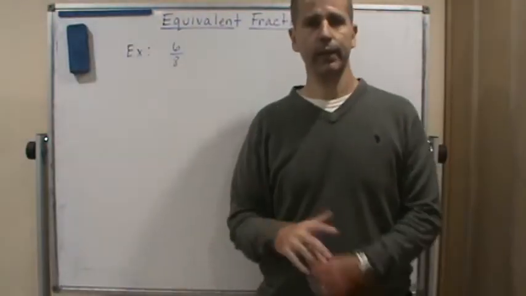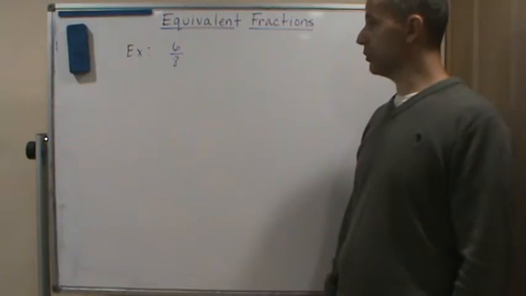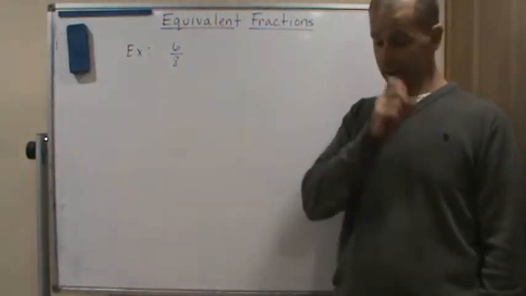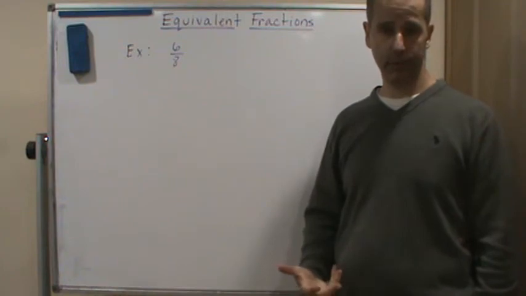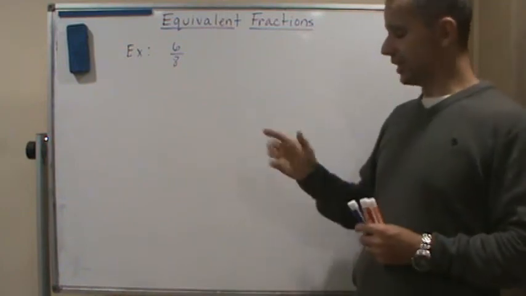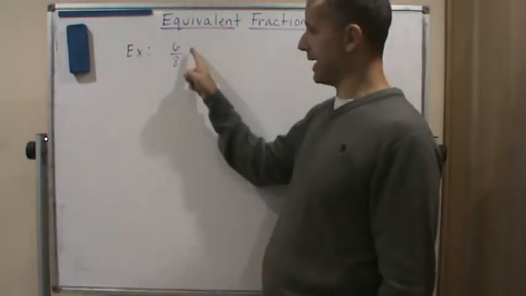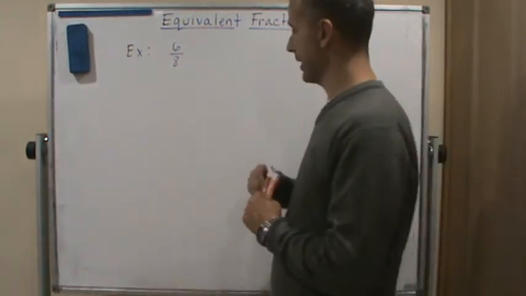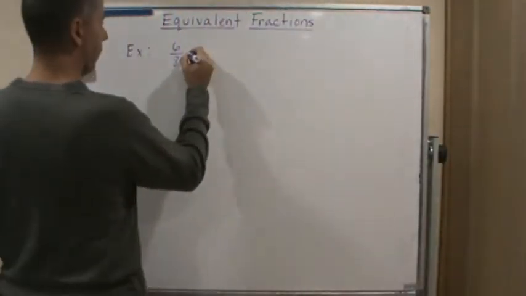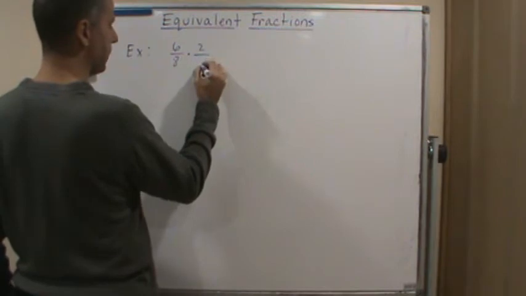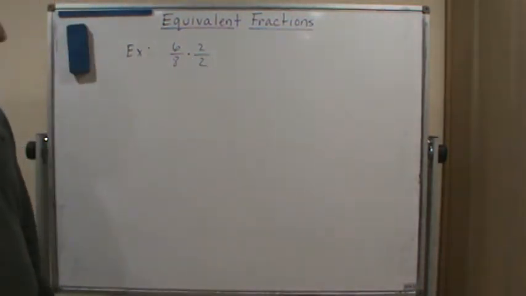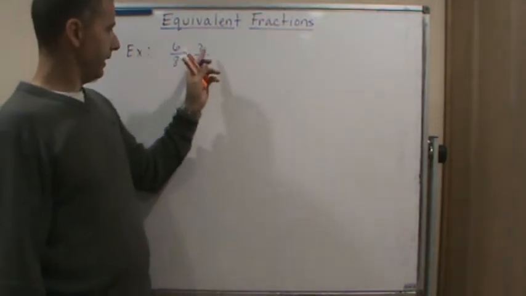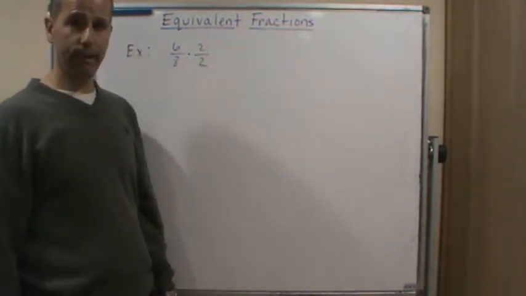Okay, so welcome. In this example, I'm going to look at this fraction and we're going to create two equivalent fractions. Okay, so let's take this fraction. If I multiply the top and the bottom by 2, what is that going to give me? So if I multiply the top and the bottom by 2, notice that I'm basically multiplying by a form of 1, right?